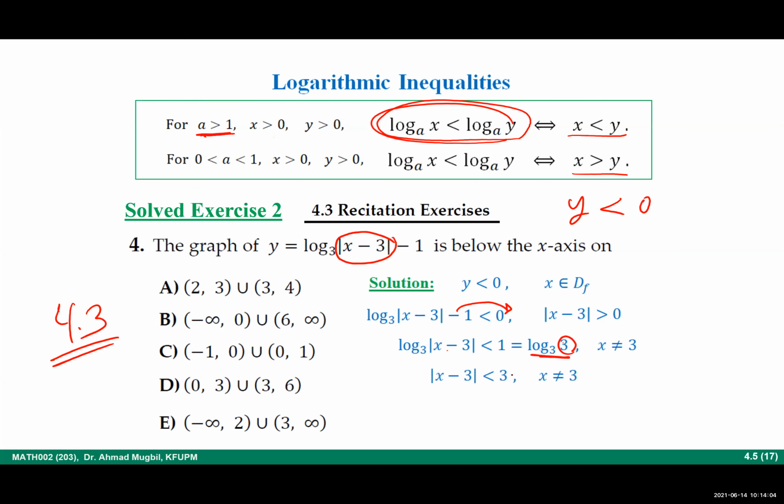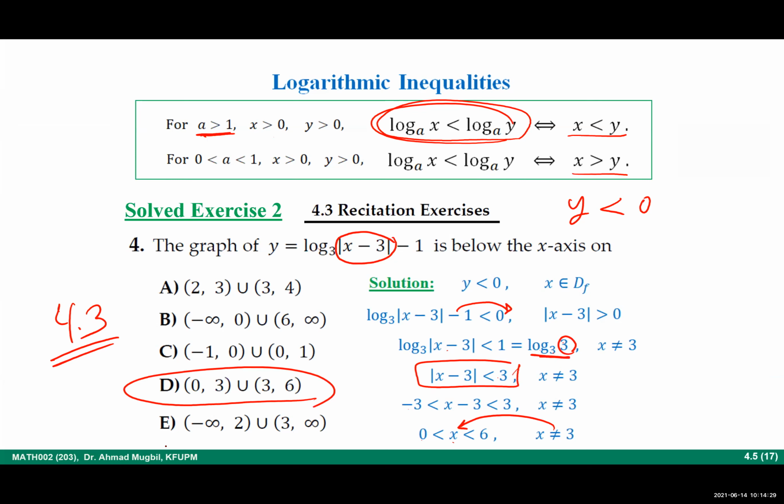Now this is an absolute value inequality. Solve it. It will be x minus 3 between negative 3 and 3, and x is not 3. Add 3 to both sides. It will be x between 0 and 6, and x is not 3. So it will be from 0 to 3, because 3 is inside this interval, and then from 3 to 6. Which answer is the right answer? It is also D. Is that clear, shabab?